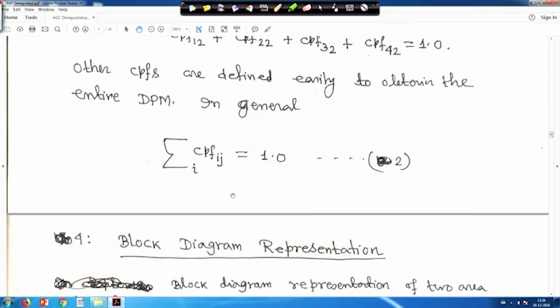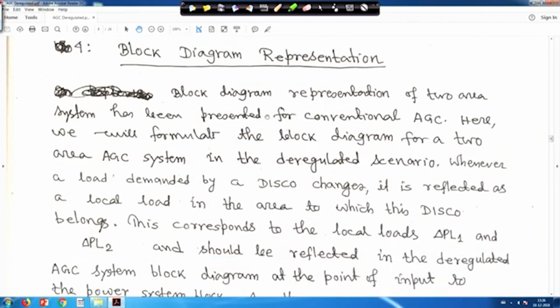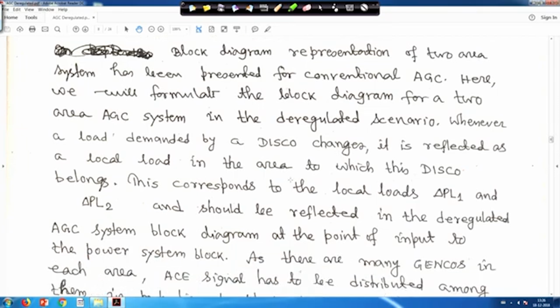So, next is the block diagram representation of AGC in the deregulated environment. The block diagram representation of a two area system has been presented, we have seen it for conventional AGC. Here we will formulate the block diagram for a 2-area AGC system in the deregulated scenario. Whenever a load demanded by a DISCO changes, it is reflected as a local load in the area to which the DISCO belongs, right. This corresponds to the local loads delta PL1, the total load demanded by DISCO 1, and delta PL2, the total load demanded by DISCO 2. This can be considered as local load and it should be reflected in the deregulated AGC block diagram at the point of input to the power system block, right.